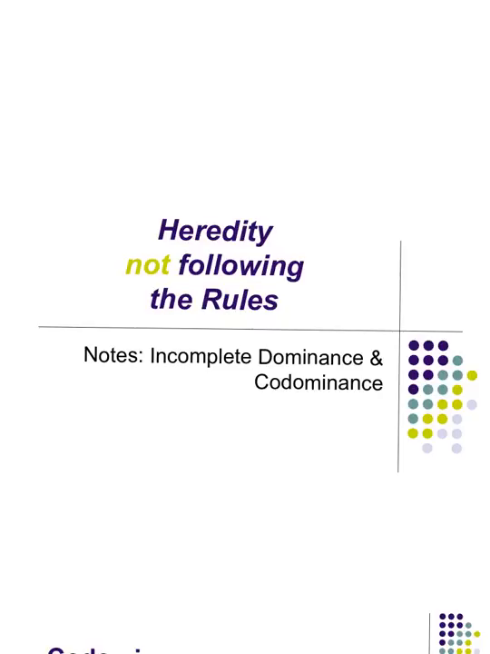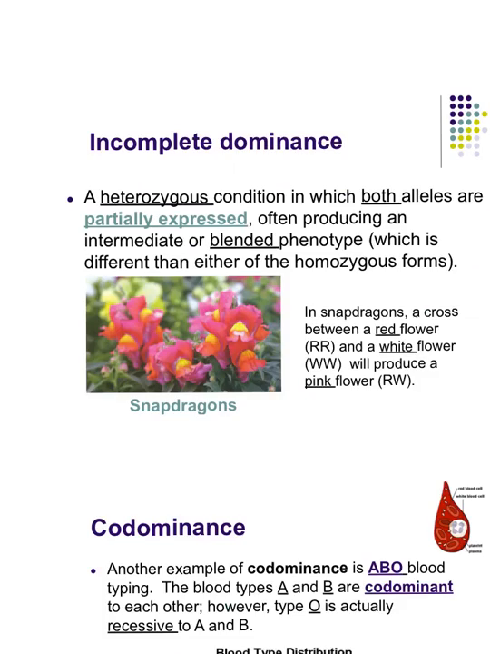But today we're going to break those rules and learn two different types of inheritance. So one is called incomplete dominance and the other is called codominance. Let's do this thing. So there can be some traits with exceptions to those Mendelian rules. And again, another exception is known as incomplete dominance.